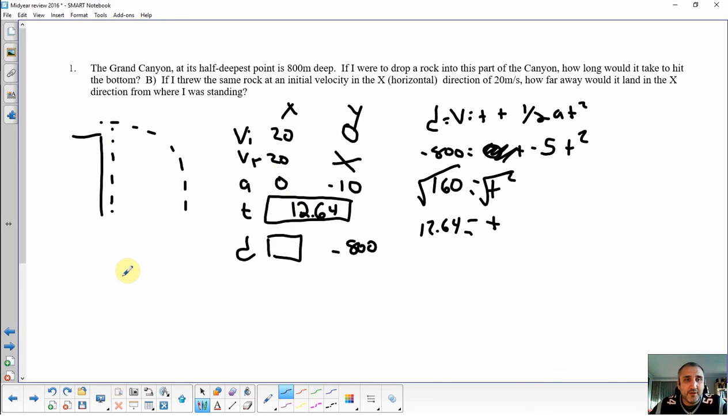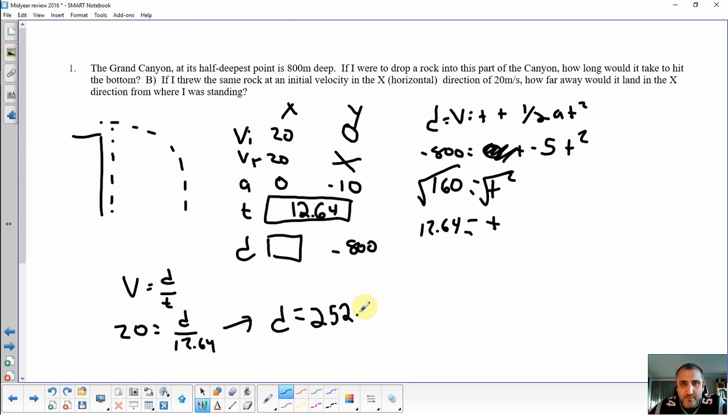So now again, I'm going to use that equation v equals d over t to figure out stuff in the x because there's no acceleration in the x. 20 equals displacement over time, which was 12.64, and we should end up with a distance of, if we do this right, 252 meters. Remember, cross multiplying 12.64 times 20 gives you 252-ish. Okay, so that's how far away it's going to land, and that's the answer to the displacement of the x.